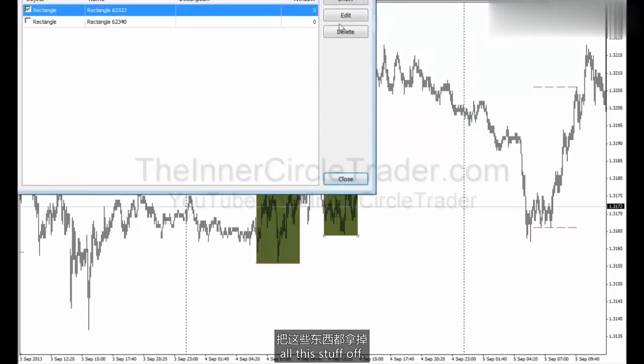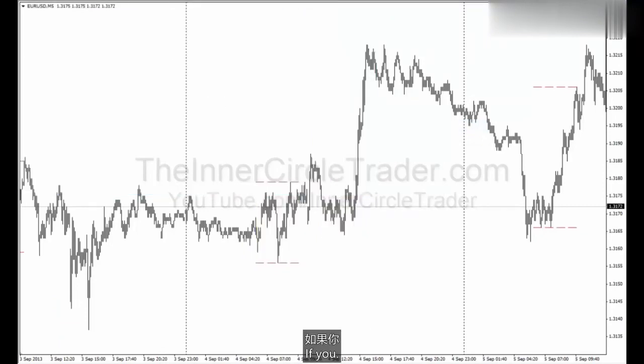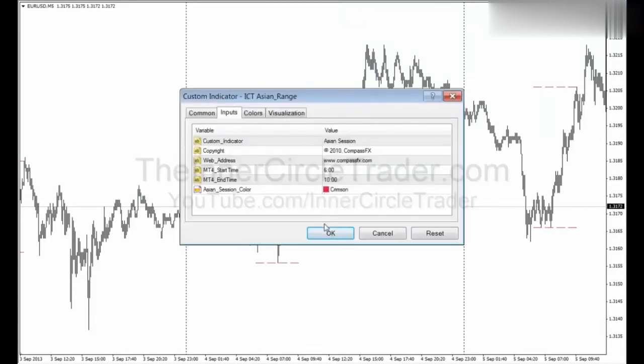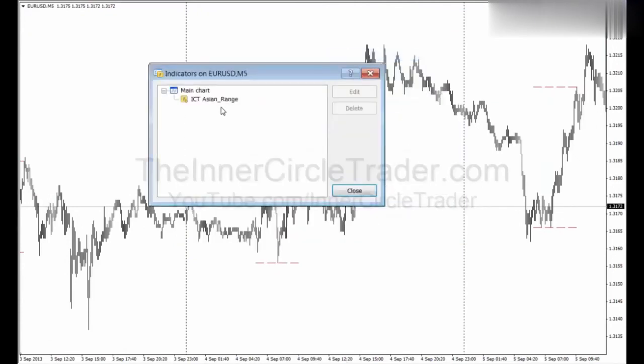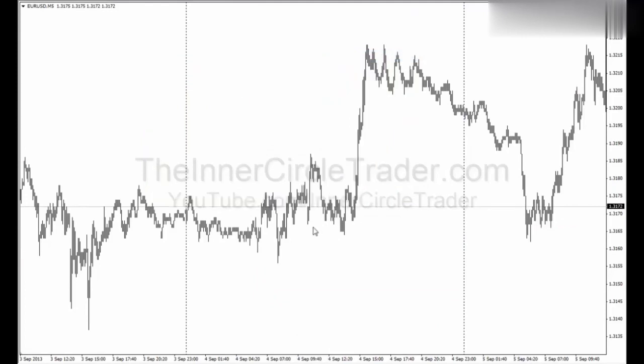Let's take all this stuff off actually. If you have any doubts that there is some significance behind these particular windows of time, it's going to be your homework to go through the next week and have those time windows bracketed out.